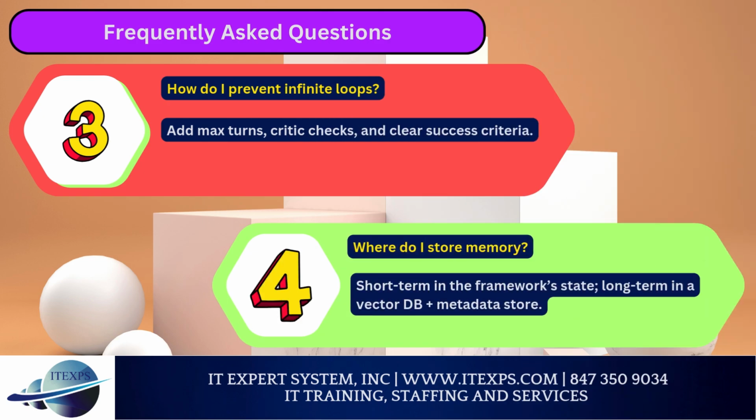How do I prevent infinite loops? Set max turns, add critics, and define success criteria. Where should memory live? Short-term in the framework state, long-term in a vector database.